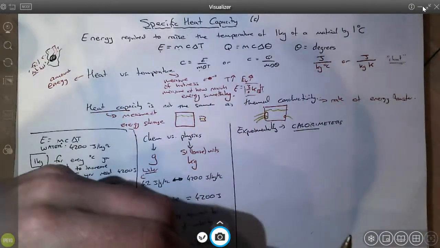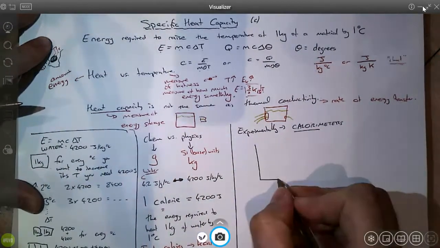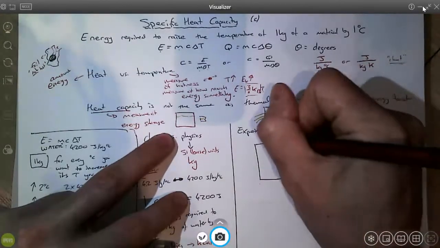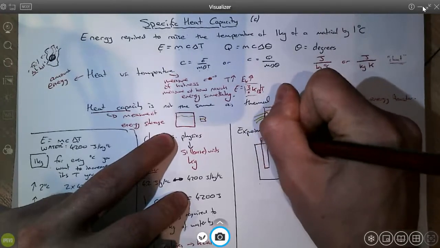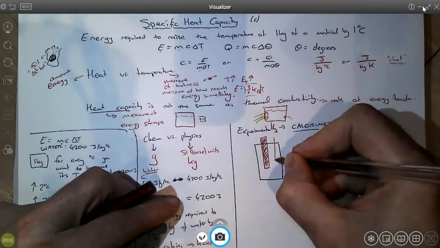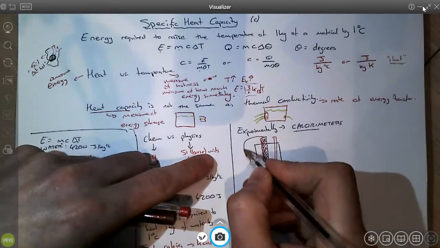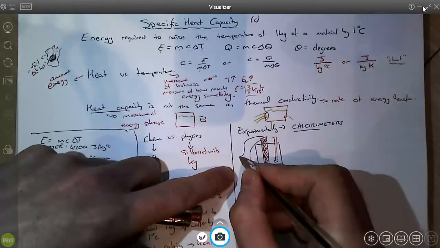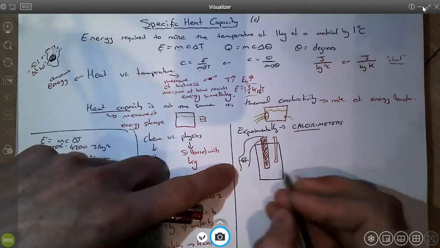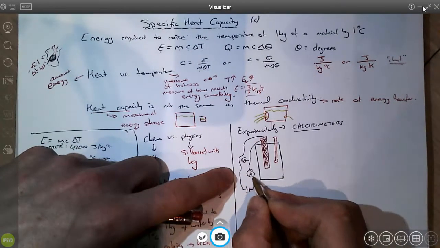So how do we do it experimentally? What we're going to do is we're going to get ourselves a block of metal. We are going to stick an electrical heater in it. And we are also going to stick a thermometer in it. And then this heater, we're going to connect in a circuit where we can measure the potential difference across it. We can measure the current through it, and then we can connect it to a power supply.